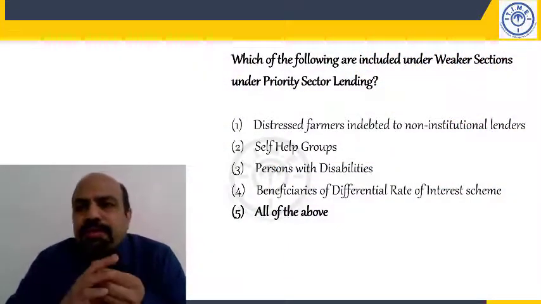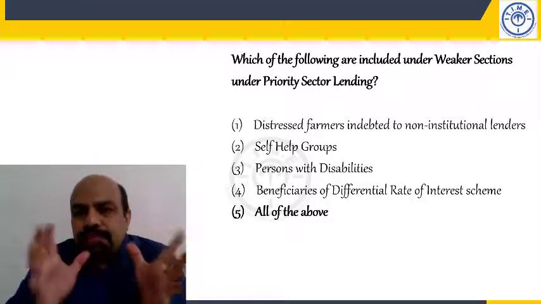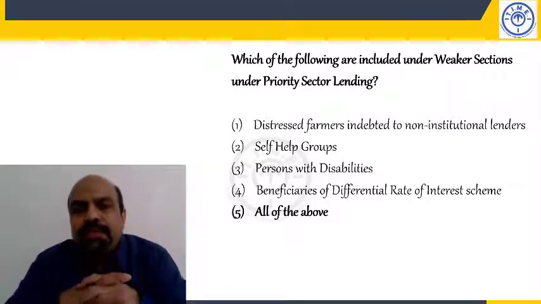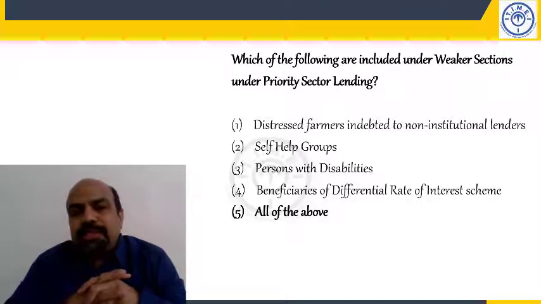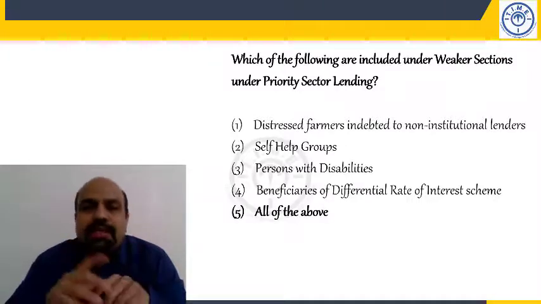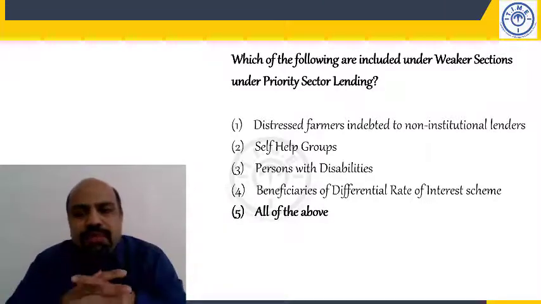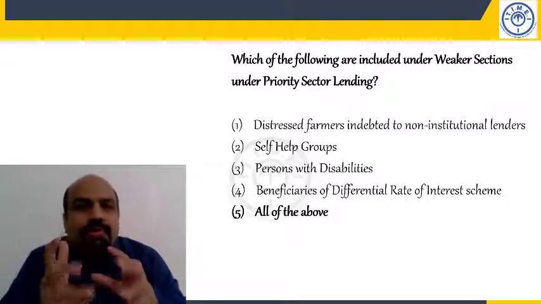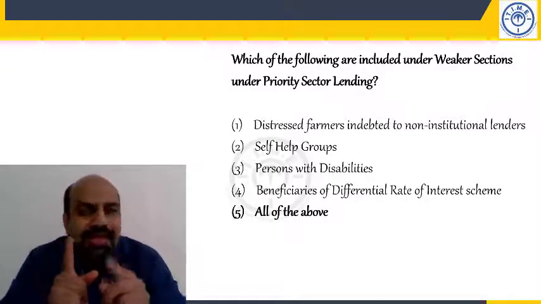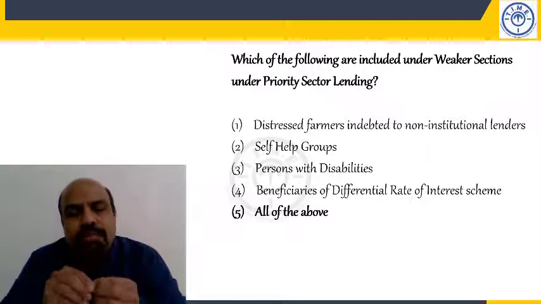Which of the following are included under weaker sections in priority sector lending? So PSL, or priority sector lending, what is it? The answer is already there, so I don't want to discuss that, but I'm going to give you notes on PSL. Please write as much as you can.